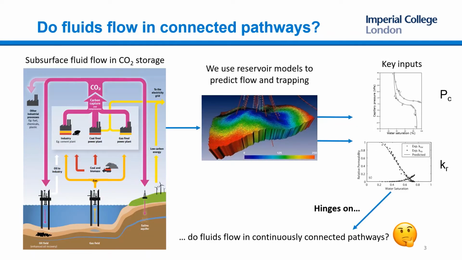So the first thing we wanted to observe is, do fluids flow in connected pathways at steady-state? For processes such as subsurface fluid flow and CO2 storage, what we want to do is predict the flow and the trapping using reservoir models. And these reservoir models have a number of key inputs, one being the capillary pressure and one being the relative permeability. But the assumption in these models is that the fluids flow in continuously connected pathways.